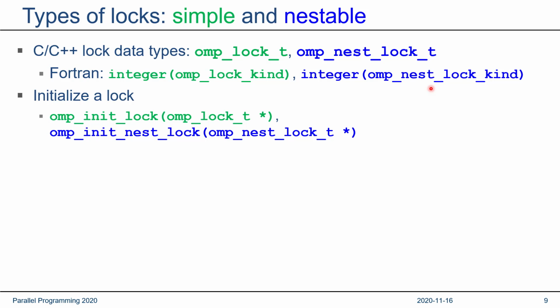In order to use a lock, to do anything with a lock, you have to initialize it. And you do that with the omp_init_lock or omp_init_nest_lock call. So any lock that you want to use, you have to initialize it first.